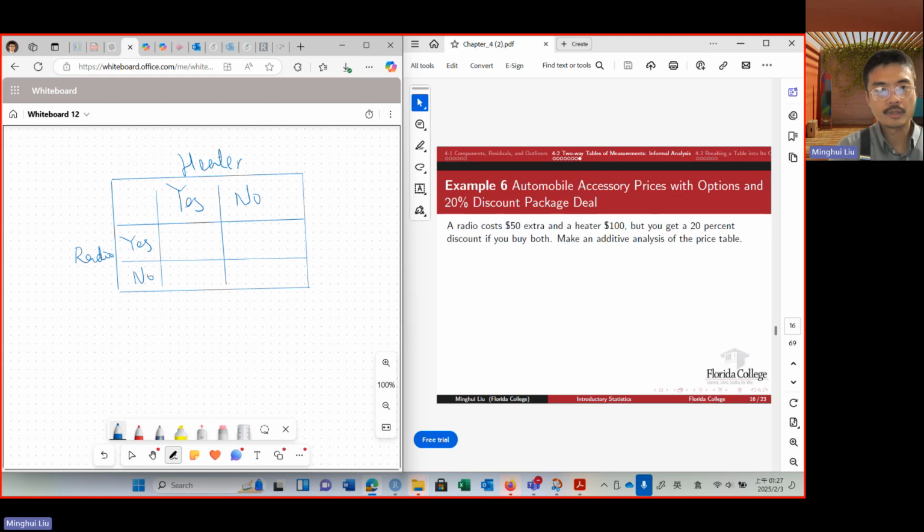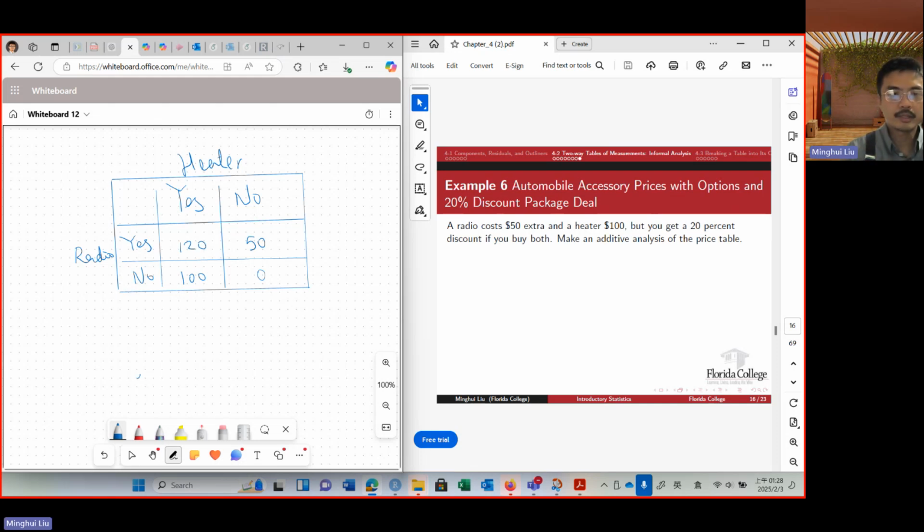So here, if you buy none of them, then of course you pay an additional $0. If you buy just the heater but not the radio, so you say yes to the heater, no to the radio, you pay an additional $100. And if you buy just the radio, not a heater, you pay $50. And if you buy both, you're supposed to pay $150, but you get a 20% discount. 20% of $150 is $30, so you would end up paying $120.